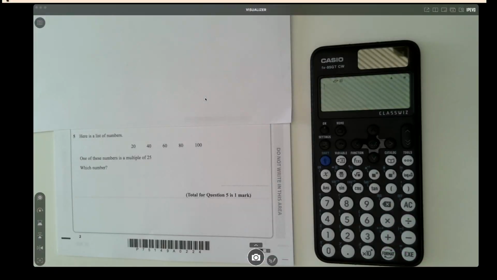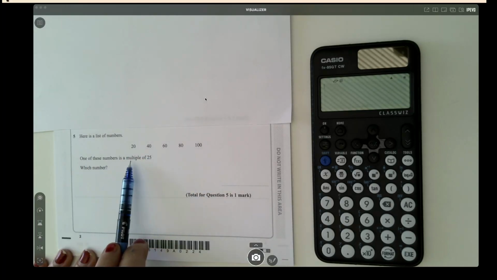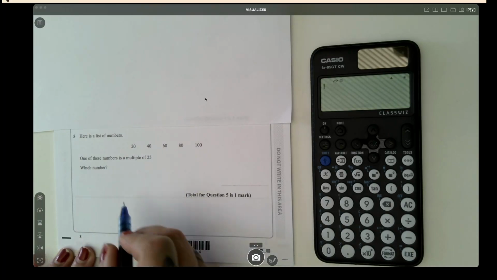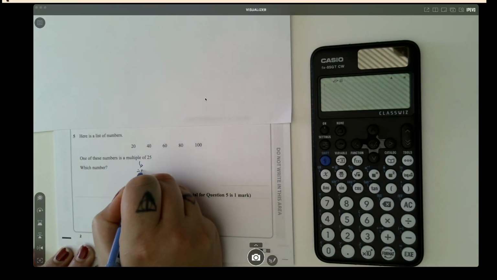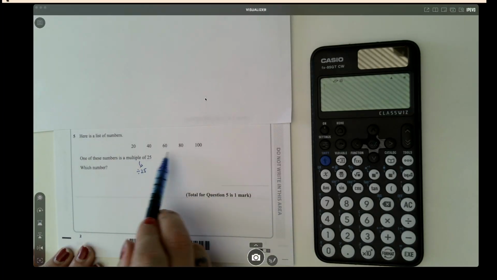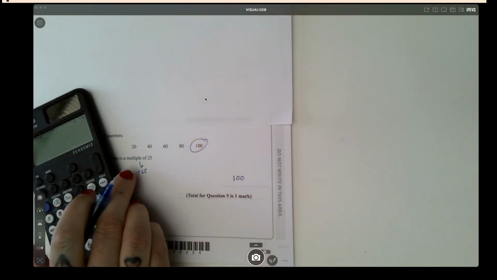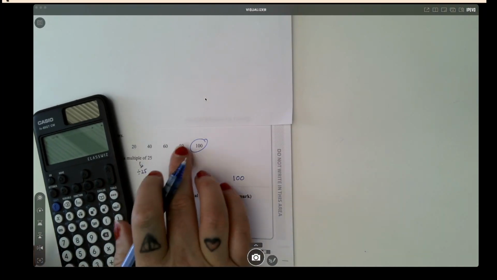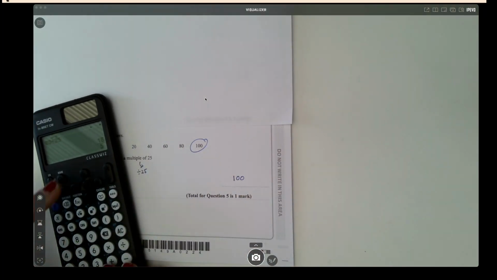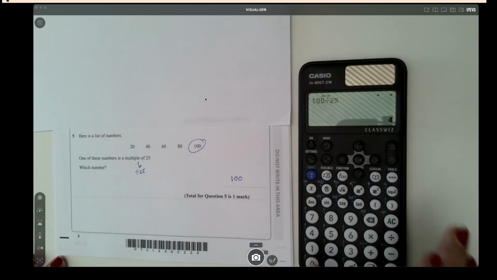Question 5. Here is a list of numbers: 20, 40, 60, 80, 100. One of these numbers is a multiple of 25. Which number? If it's a multiple of 25, it will divide by 25 and give us a whole number answer. So I know that the only one here is 100, so I'm going to pop that on the answer line. You could, however, check them all. 20 is too small, but you could do 80 divided by 25, I don't get a whole number. 60 divided by 25, I don't get a whole number, but obviously when we do 100 divided by 25, we do, so we know that that's the correct answer.